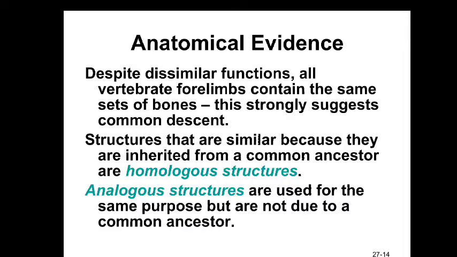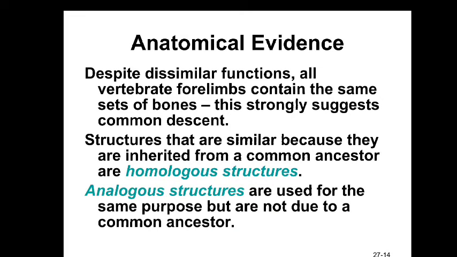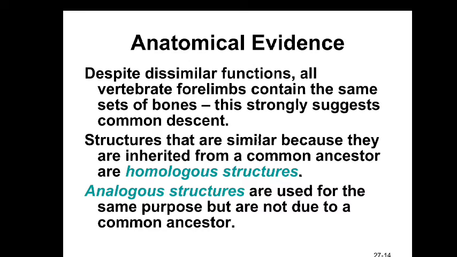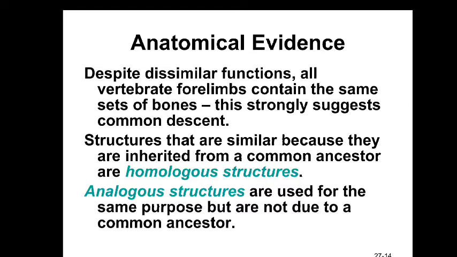Anatomical evidence. Despite dissimilar function, all vertebrate forelimbs contain the same sets of bones. This strongly suggests common descent. All human beings have the same set of bones, which are made up of calcium and some magnesium. This is the anatomical evidence, and structures that are similar because they are inherited from a common ancestor.